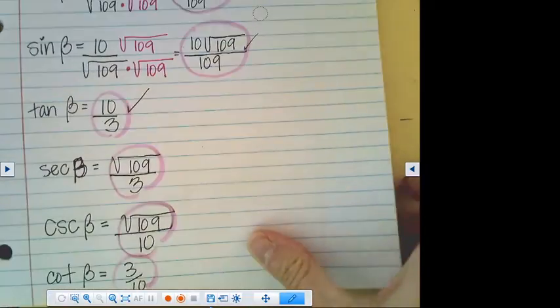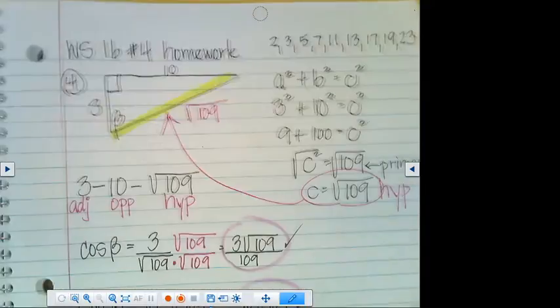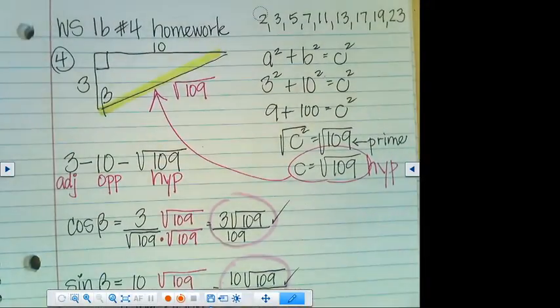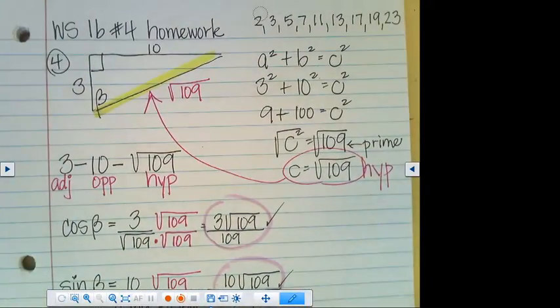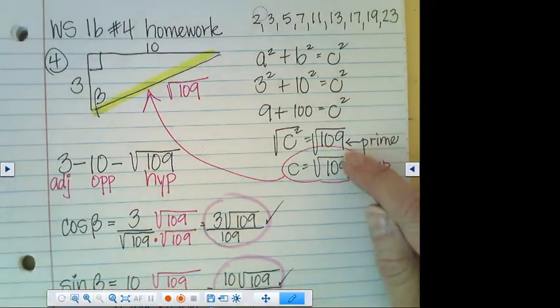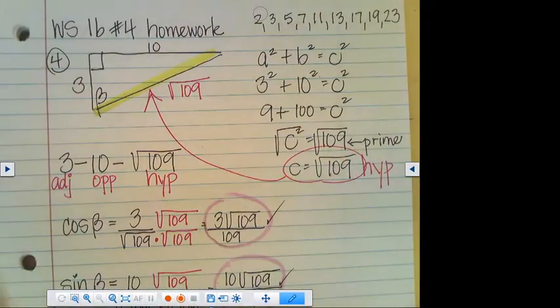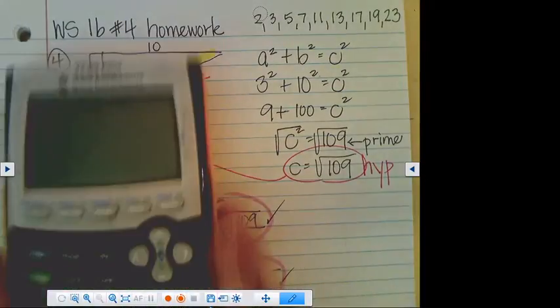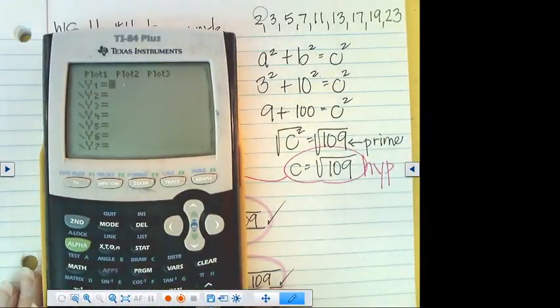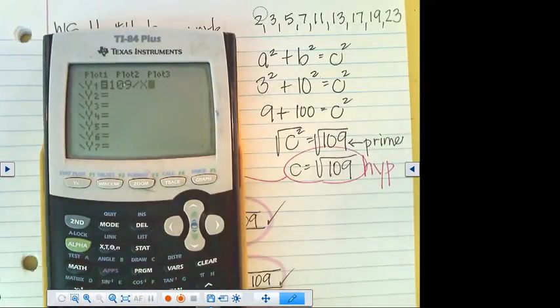Okay, let's check your number 4. And let's see here, guys. We had to find the hypotenuse, right? And I got down to the point where my c squared was set equal to 109. So I wanted to check real fast in my calculator. I'm going to do exactly the same process I did just a second ago. I'm going to go to y equals, and I'm going to put 109 divided by my x variable.